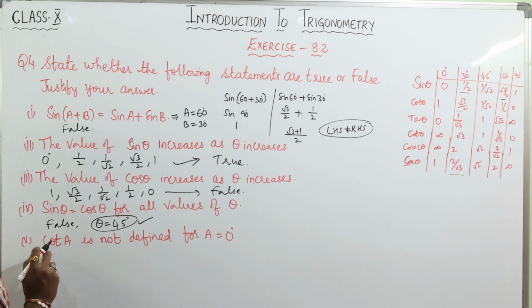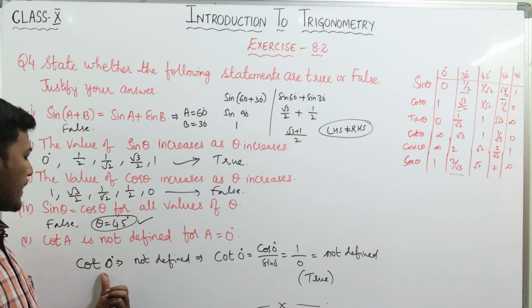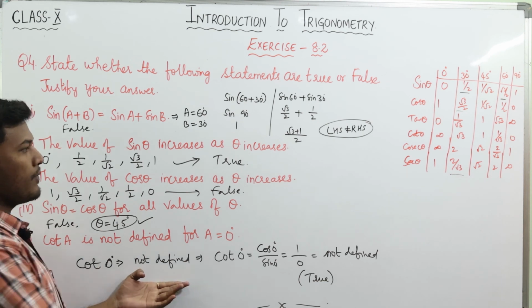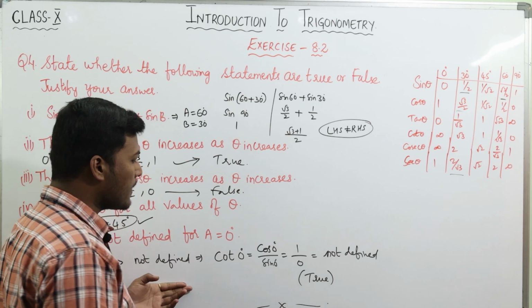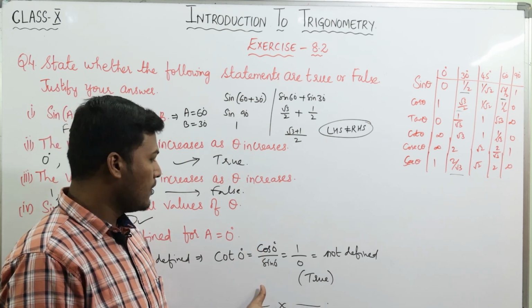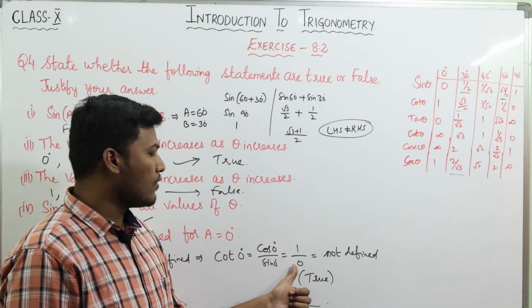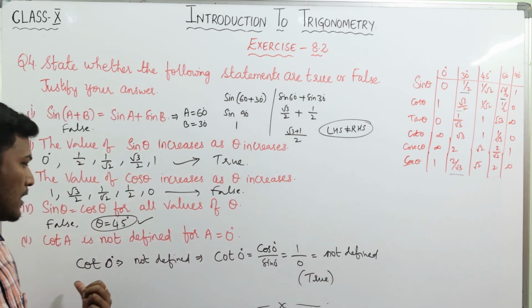Right? The next one is, cot A is not defined for A equal to 0. Cot theta at 0 degrees is not defined. From the table I can directly write it, but let us check by using the fact that cot theta can be represented as cos theta by sin theta. That is 1 by 0. Cos 0 degrees is 1 and sin 0 degrees is 0. 1 by 0 is not defined. Hence the statement is true.